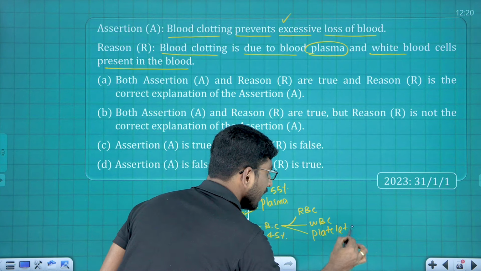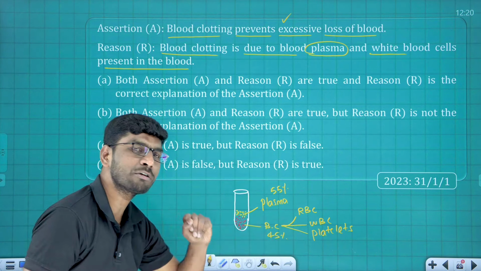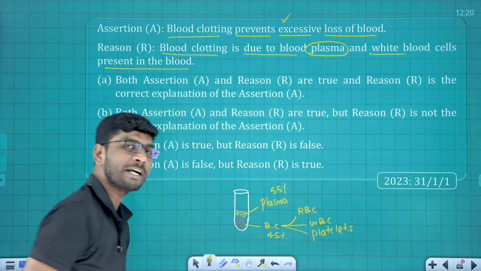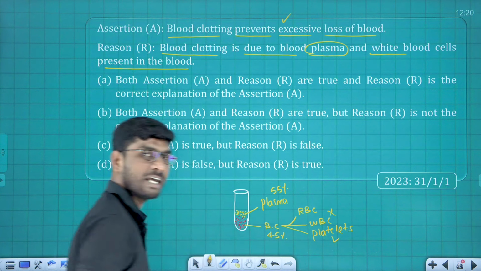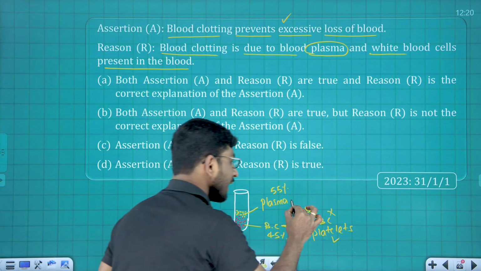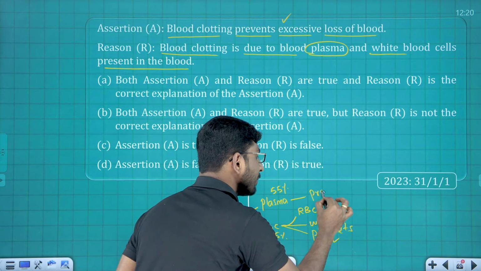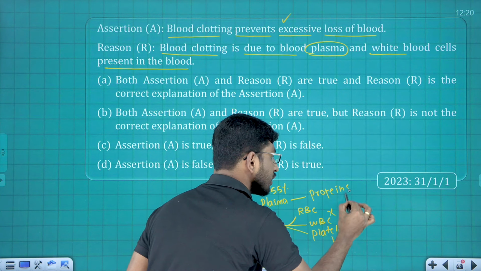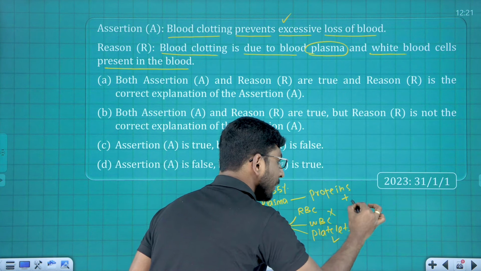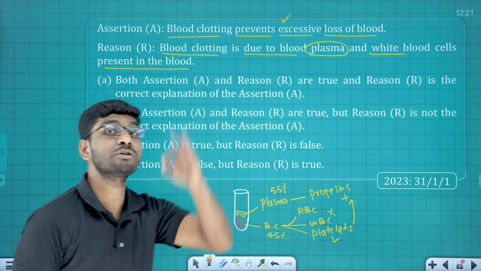Platelets. Now, who is involved in the blood clot? RBC, WBC or platelets? Platelets are involved, not WBC. And in plasma, various types of proteins are there. These proteins are also essential. So proteins plus platelets are involved in the blood clot.